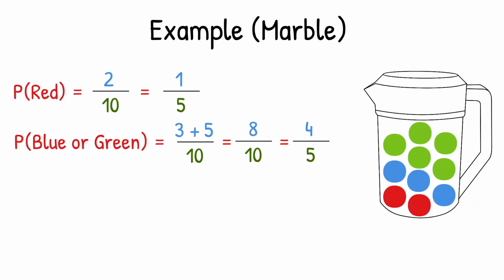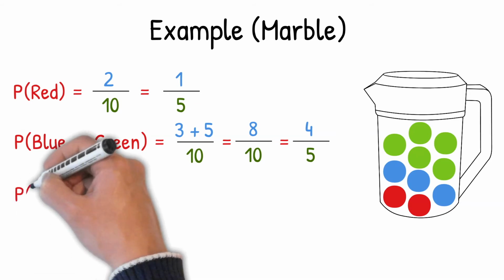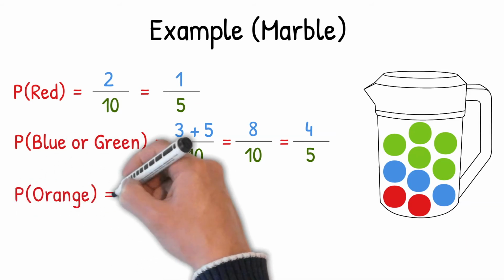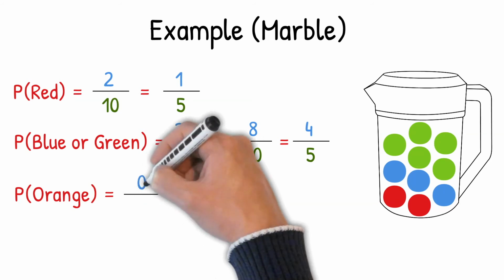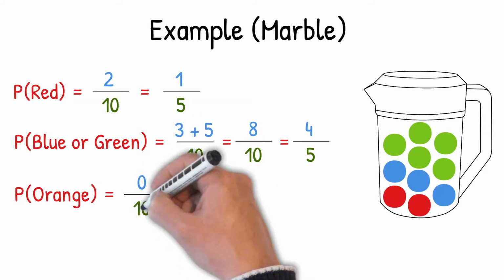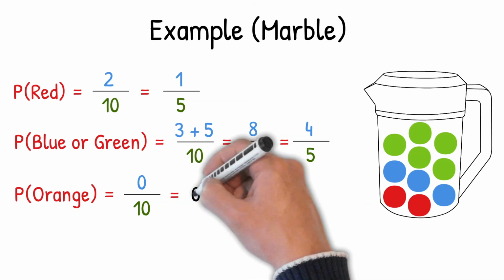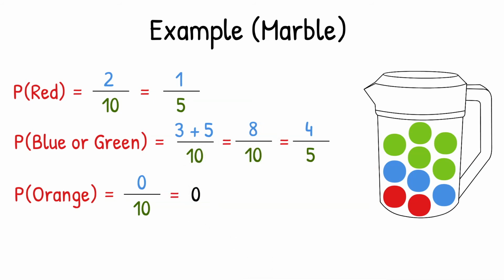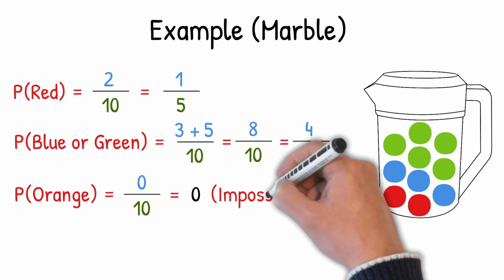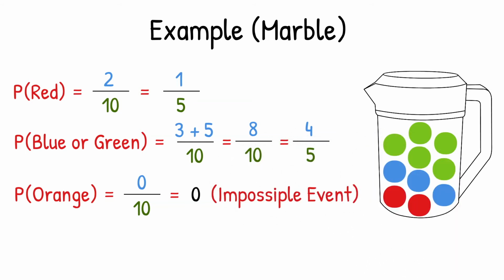What if I told you to find the probability of a marble to be orange? Probability of a marble to be orange equals 0 over 10 equals 0. This is called an impossible event. An impossible event is an event that cannot happen.